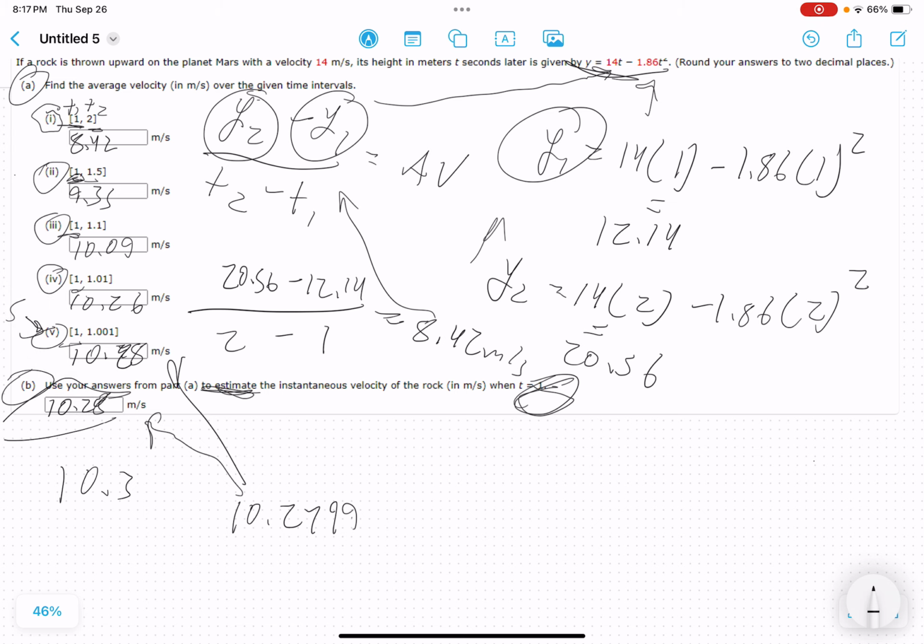And if you do all these, you will get everything right. So just make sure to remember the y2 minus y1 over t2 minus t1 formula, and remember that this is the equation that you need to use, and that you need to plug in these numbers. You don't need to calculate the t, it's already there for you.